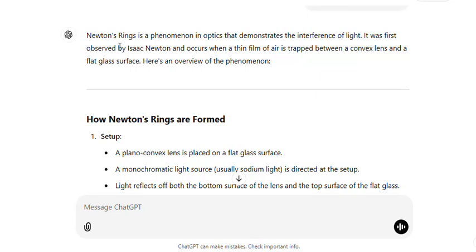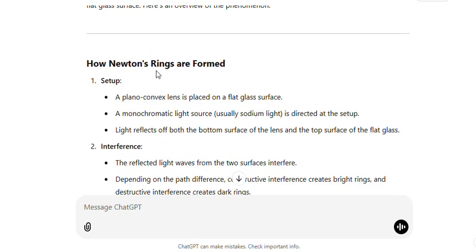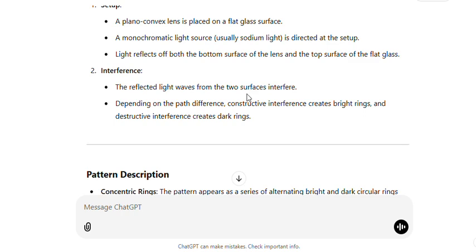Isaac Newton, my goodness, he discovered so much. How Newton's rings are formed. Set up: a plane convex lens is placed on a glass surface.